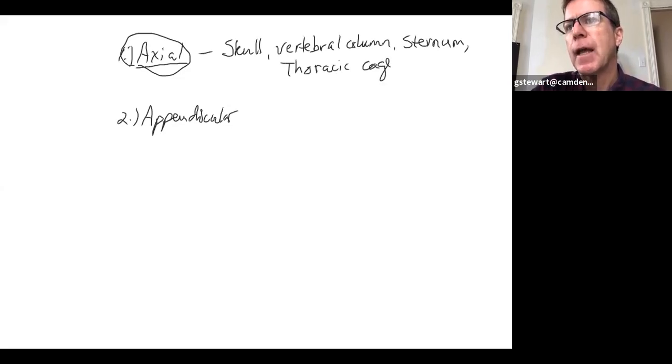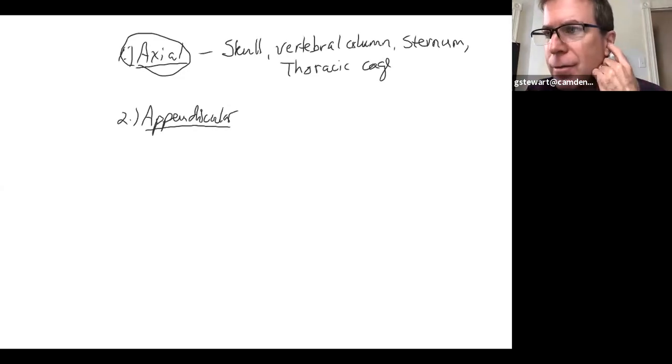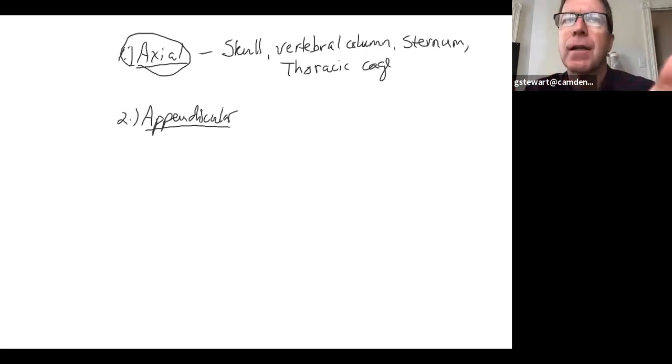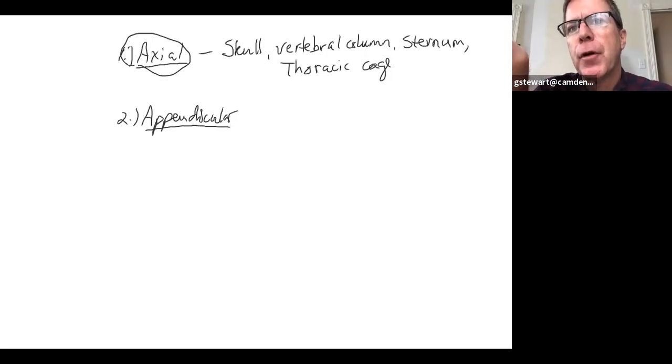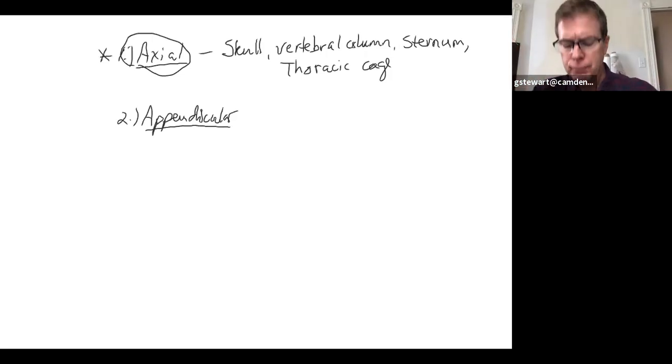That's the axial skeleton. The appendicular skeleton is basically everything else that's not included in the axial skeleton. The axial skeleton, I think, has 80 bones. The appendicular skeleton, 126. There's 206 bones in the human body. We're going to talk about this one today. So let's get on with it without wasting any time.